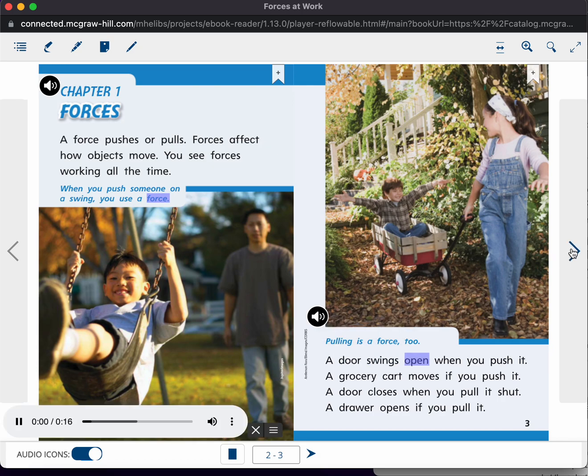A door swings open when you push it. A grocery cart moves if you push it. A door closes when you pull it shut. A drawer opens if you pull it. Caption: pulling is a force too.